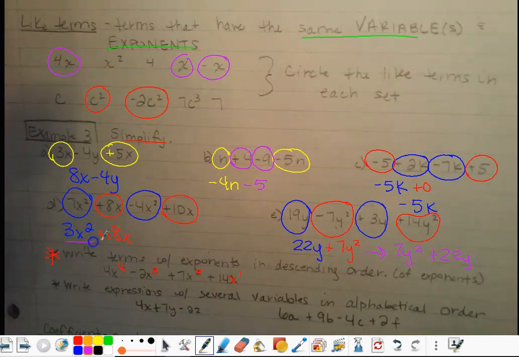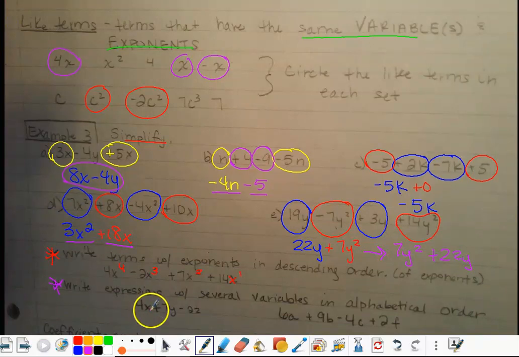We had 3x squared and 18x on D. B, we put negative 4n minus 5, so we have the variable first. In A, we have two different variables. We have an x and a y. Usually we put them in alphabetical order, which is the next thing, right? Write expressions with several variables in alphabetical order. So that's what we did in A.